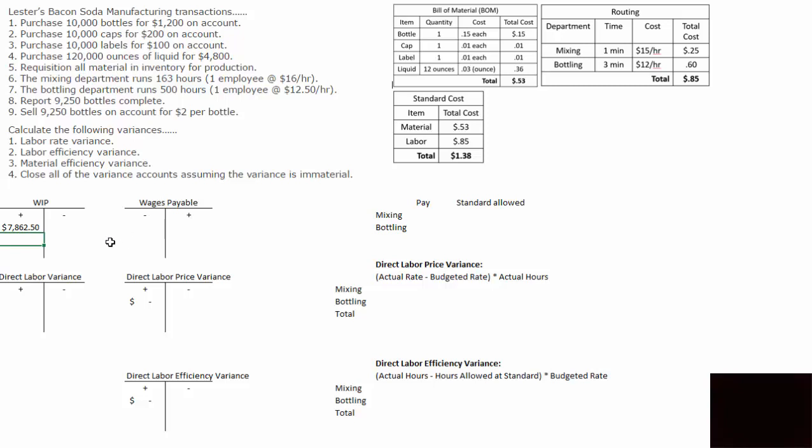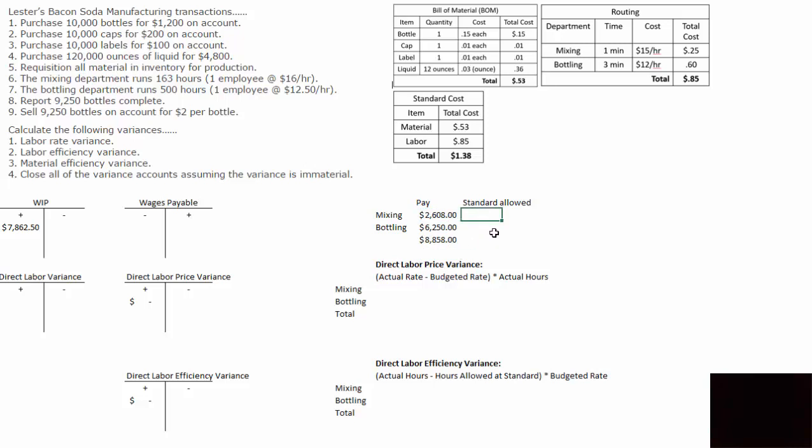Now, the problem is we have to follow the labor laws, and the labor laws say you pay your employees for hours that they work, not necessarily what your standard costs are. And we're told up here that we have one employee that works for 163 hours and earns $16 an hour. So I'm going to put right over here under this pay column, for the mixing department, we have to pay someone 163 hours times $16 an hour. And we have to pay someone in the bottling department for 500 hours that they work times $12.50. So I have to pay in total $8,858.